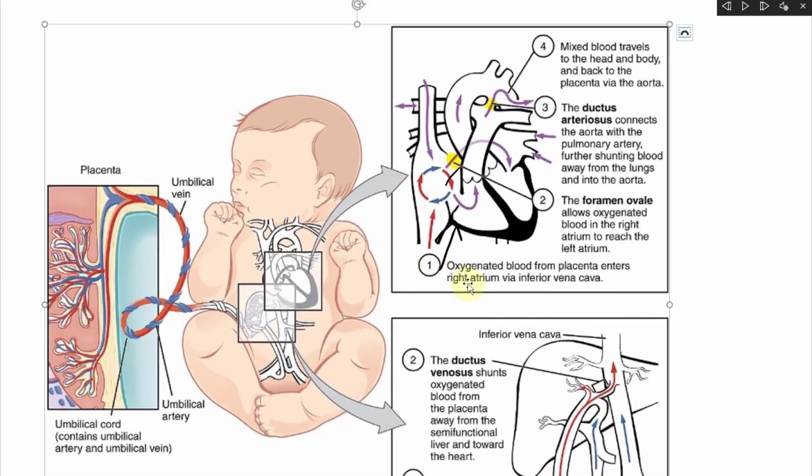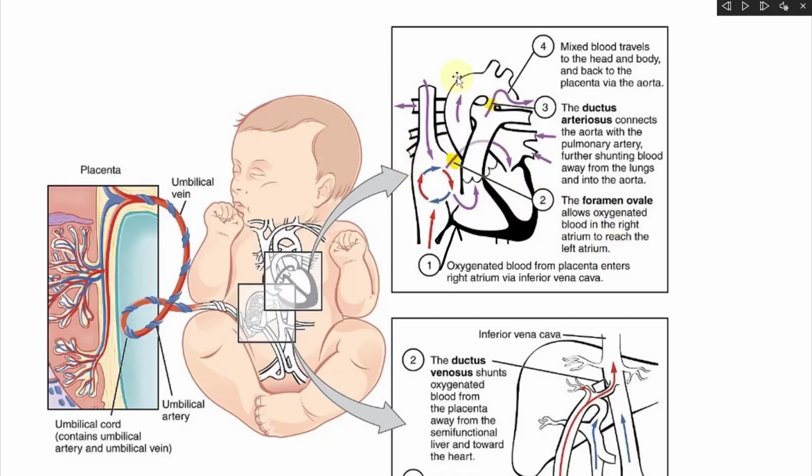So let's keep scrolling up. So now what we have is oxygenated blood from the placenta. Now we're zooming into this heart area. Oxygenated blood from the placenta enters the right atrium via the inferior vena cava. So it goes in here, and there's the right atrium over here. And then this is the foramen ovale. That's another shunt, number 2 there. This allows oxygenated blood in the right atrium to reach the left. So it goes from here and directs it over to the left one.